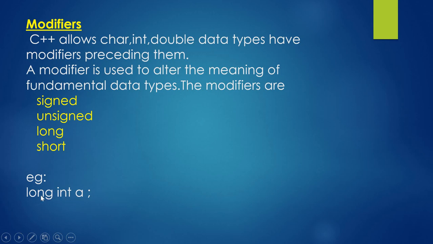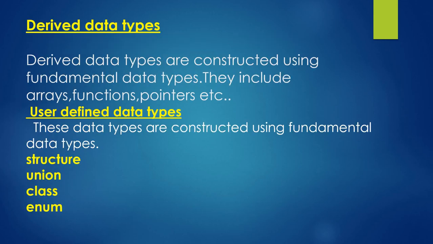Int takes how many bytes? 2 bytes. But the modifier is changing the meaning. Using long int a, we can store large integer values. Using int, we can store only small integer values. But using long int, we can store large integer values also. That is, the modifier changes the meaning of the data type.